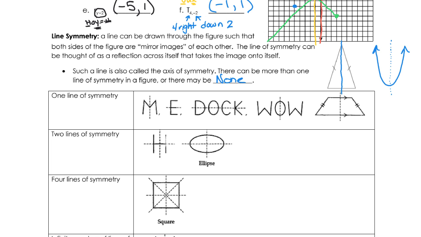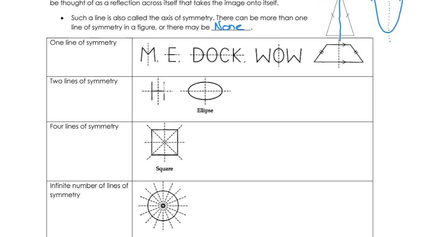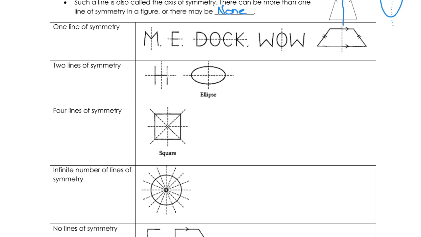All right, these are some things that have one line of symmetry: the letter M, the letter E. A whole word can have a line of symmetry if each letter has that line of symmetry, like DOC, WOW, or upside down, MOM. Okay. And this here is an isosceles trapezoid that also has a vertical line of symmetry.